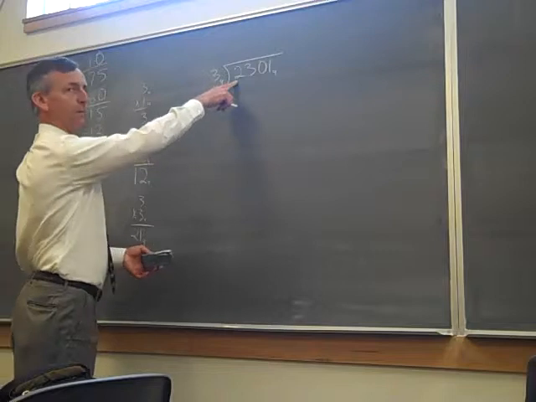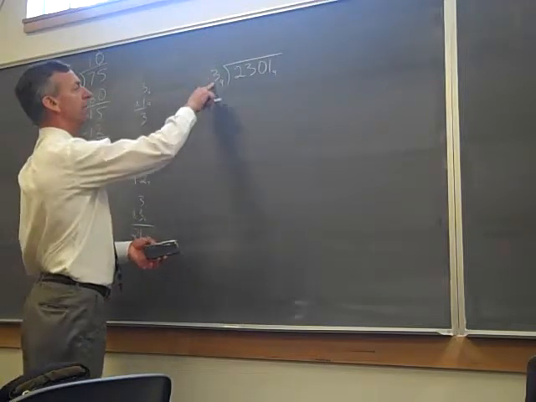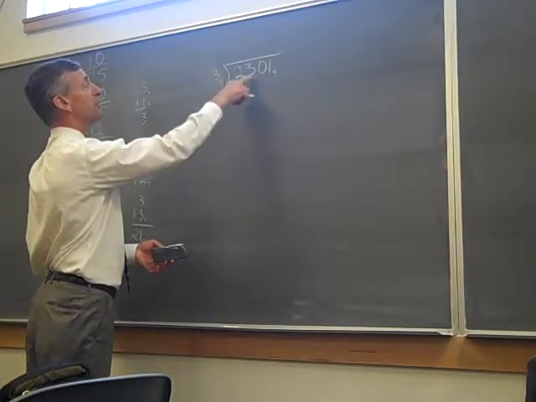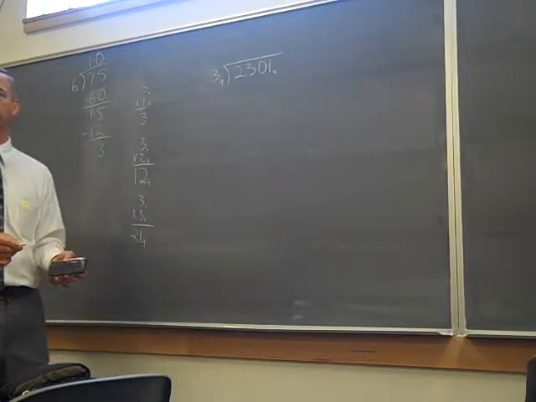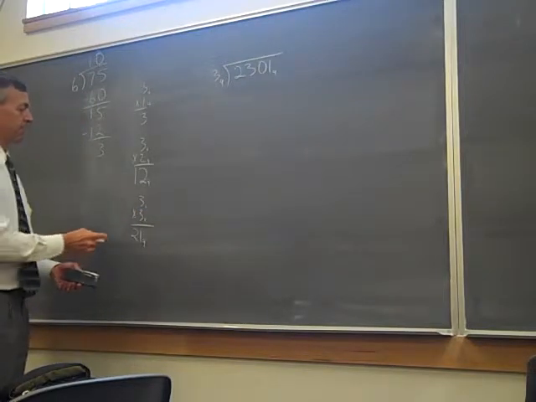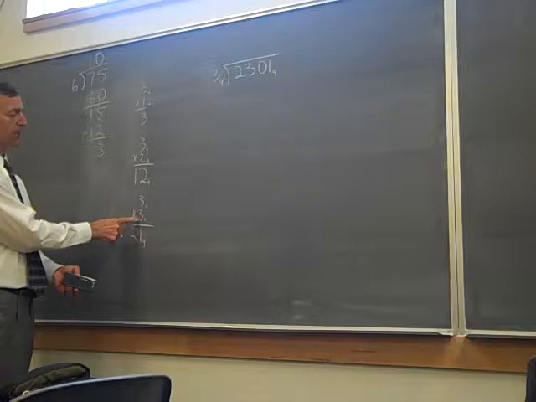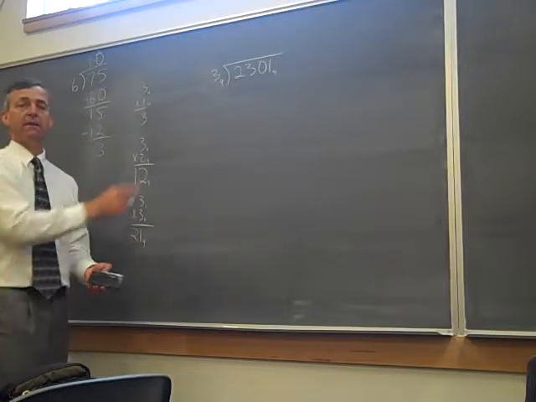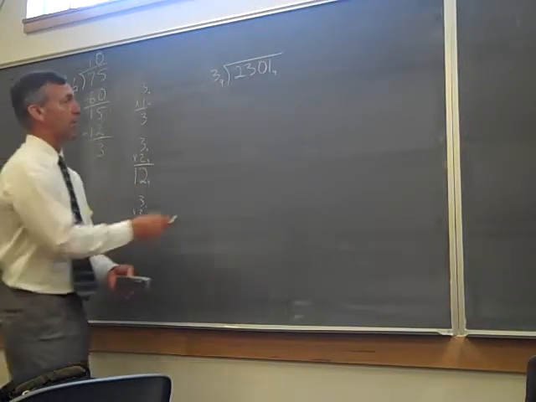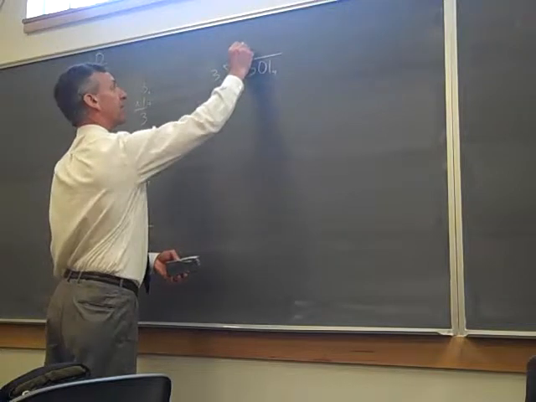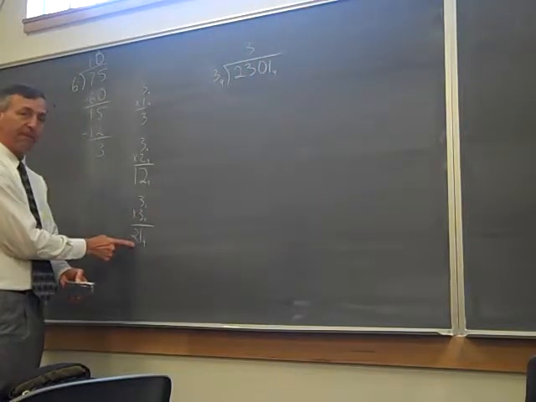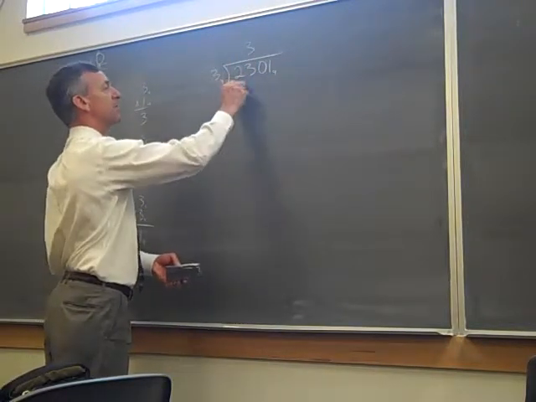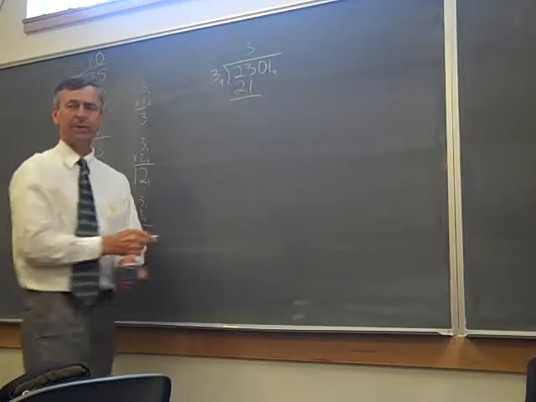3 won't go into 2 because it's not big enough. 3 into 2, 3. Now notice it's not 23. It's 2, 1. And I say, hey, it'll go in 3 times because 2, 1 is less than 2, 3. So I put up a 3 up here because that's what gave me that. And 3 times 3 is 2, 1. Everybody see what I've done?